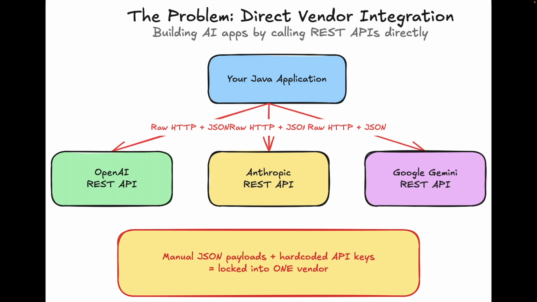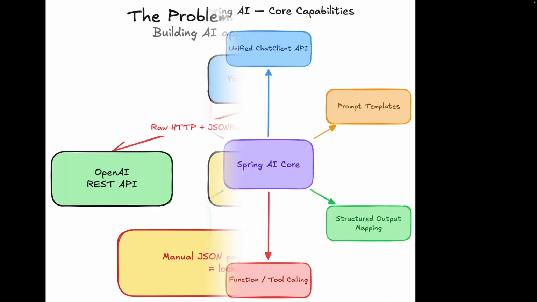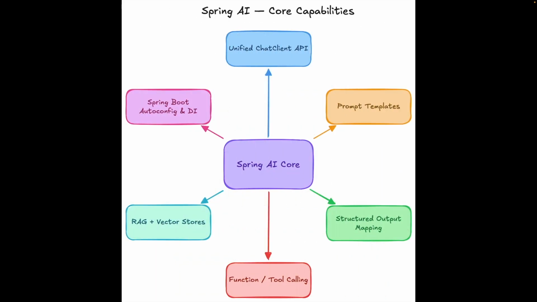If you have looked at building AI apps in Java before, you have probably seen people directly calling REST APIs from OpenAI or Anthropic or Google, writing raw HTTP calls, manually building JSON payloads, and hard-coding themselves into one specific vendor. Spring AI gives you a common abstraction layer on top of all of that.